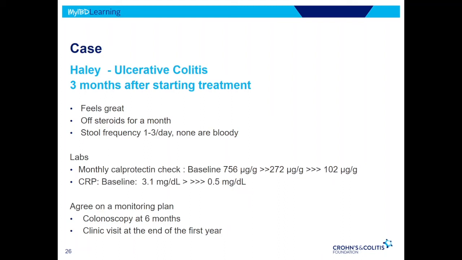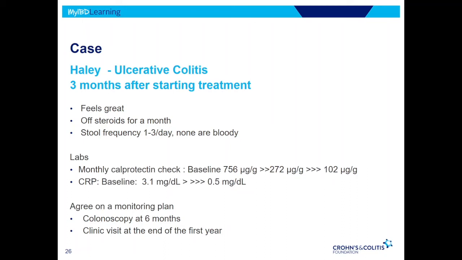Her calprotectin, which is a stool test for inflammation, is in the ideal range. Her blood test, which is the CRP, is normal. So overall, she's doing well. So we agreed on a monitoring plan for a colonoscopy about 6 months down the road and a clinic visit at 1 year.